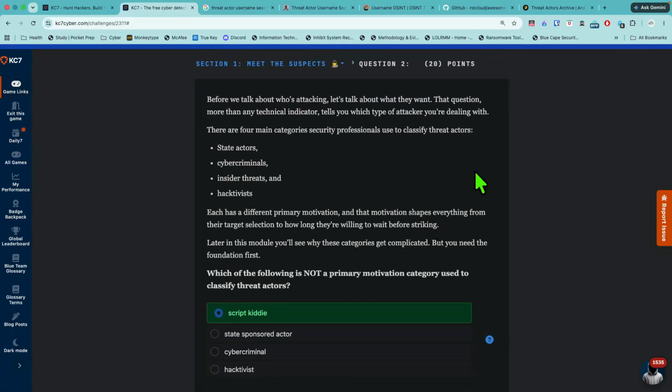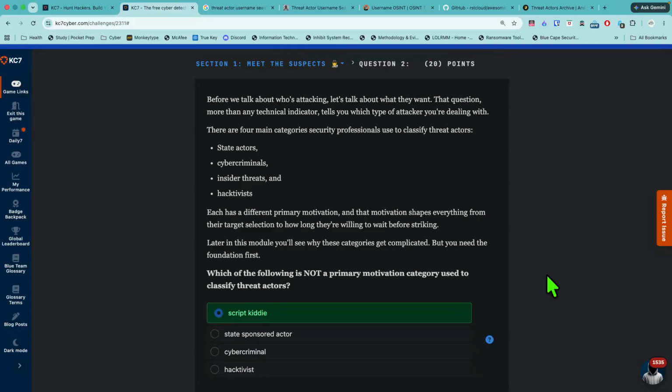Awesome. Alright, before we talk about who's attacking, let's talk about what they want. That question, more than any technical indicator, tells you what type of attacker you're dealing with. There are 4 main categories security professionals use to classify threat actors: state actors, cybercriminals, insider threats, and hacktivists. Each has a different primary motivation, and that motivation shapes everything from their target selection to how long they're willing to wait before striking. Later in this module, you'll see why these categories get complicated, but you need to understand the foundation first.